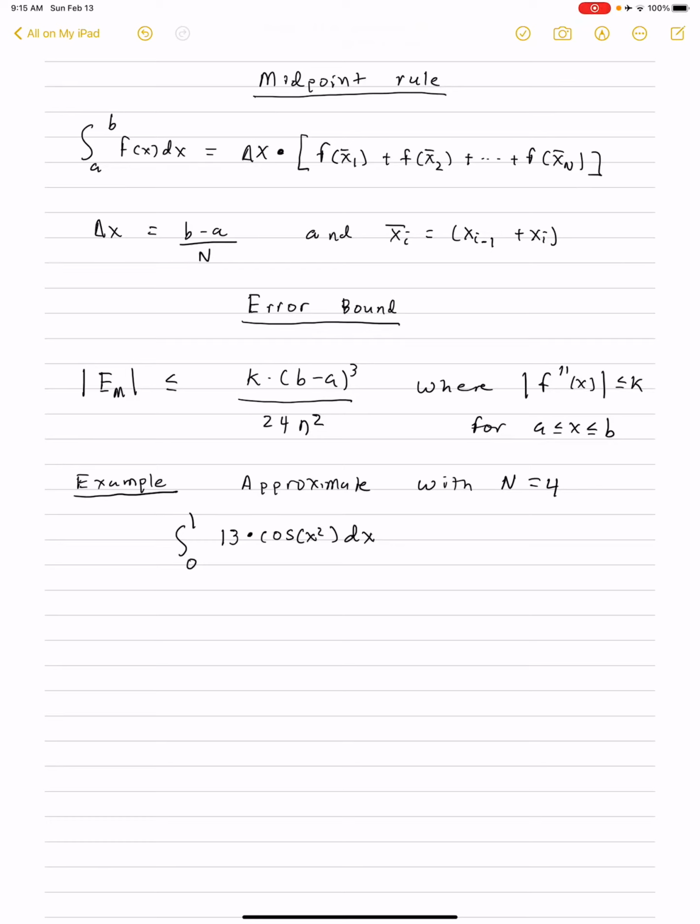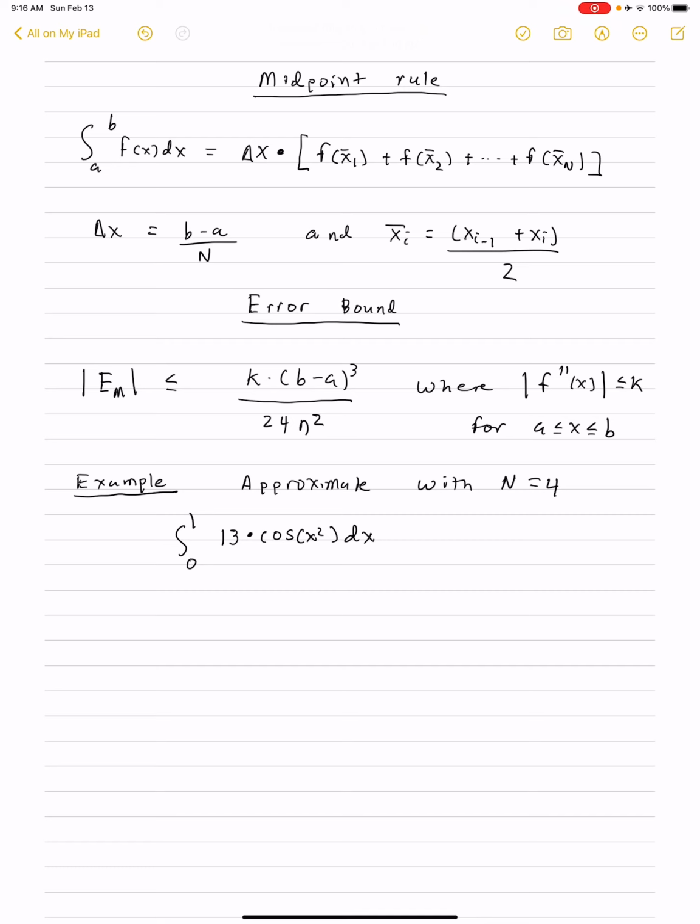Hi and welcome. Today we're going to be talking about the midpoint rule, which should be a little bit of a review from Calculus 1. The midpoint rule is written up here. It's delta x times f of x1 bar plus f of x2 bar all the way to f of xn bar. The delta x is just the width of the rectangles, which is given by (b minus a) over n, and x sub i bar is the average, so this needs to be divided by 2, of the previous endpoint and the next endpoint.